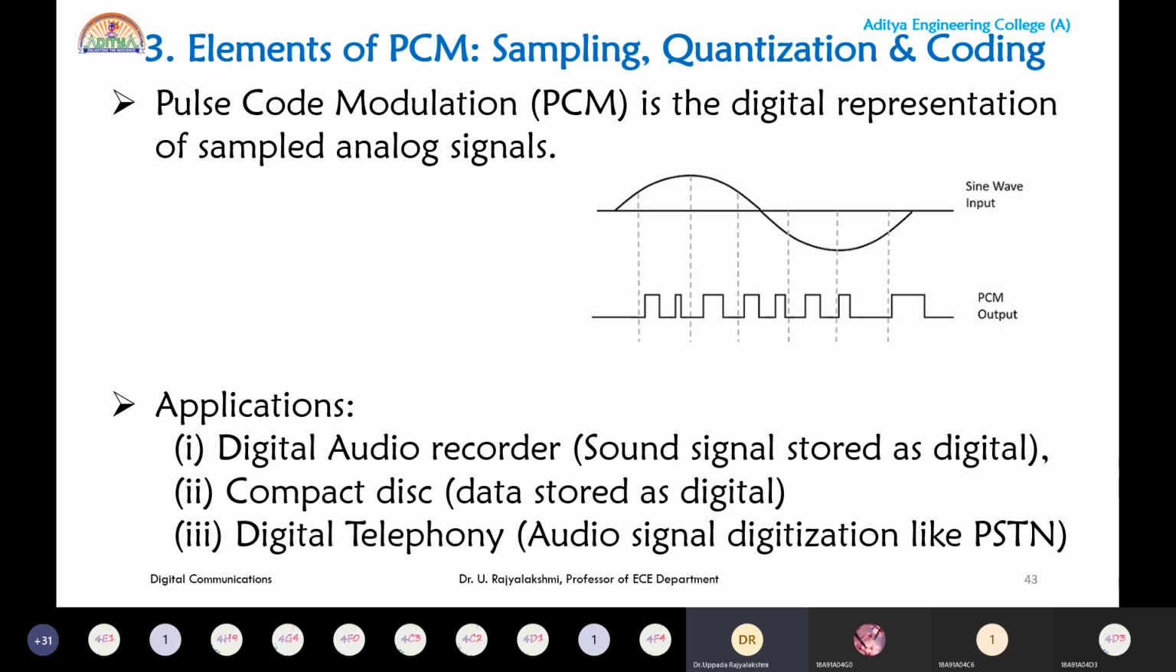Simply to say, PCM is an analog to digital converter. We can say analog signal is converted into digital. Or analog component is converted into zeros and ones. Now, what are the applications we discussed? Digital audio recorder, where sound signal is stored as digital, and our voice signal is stored in the form of zeros and ones. And if you observe CD, compact disc, where the data is stored as digital.